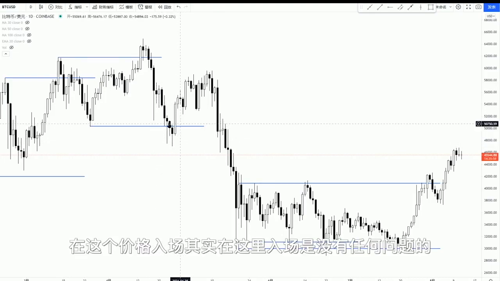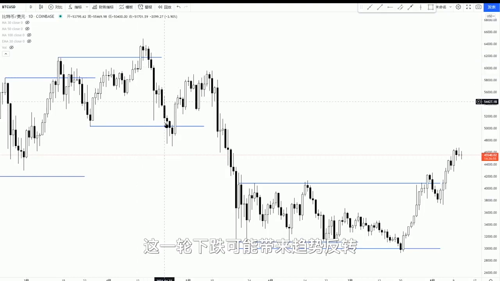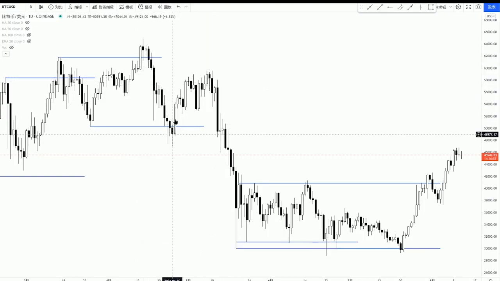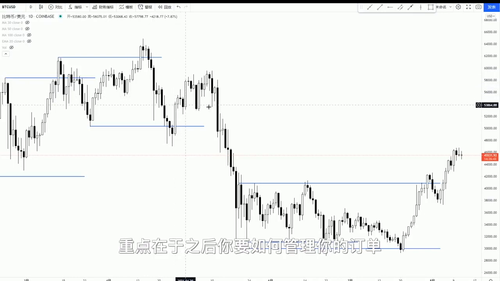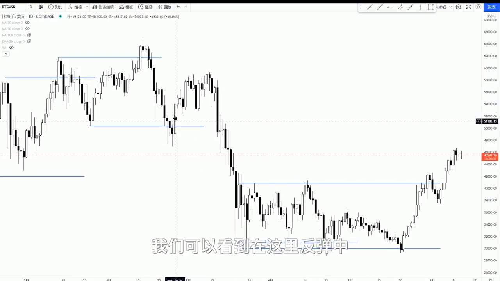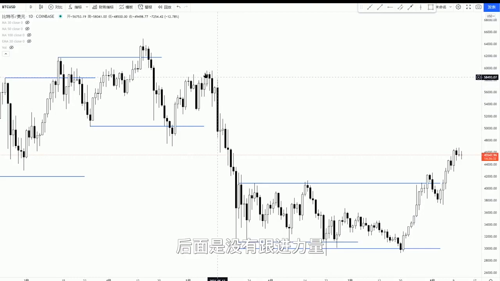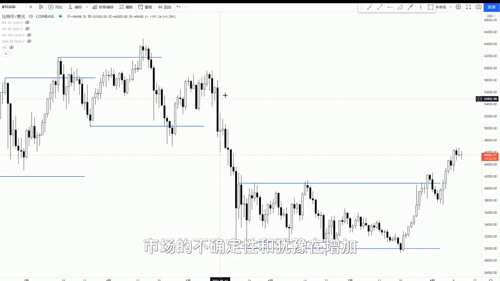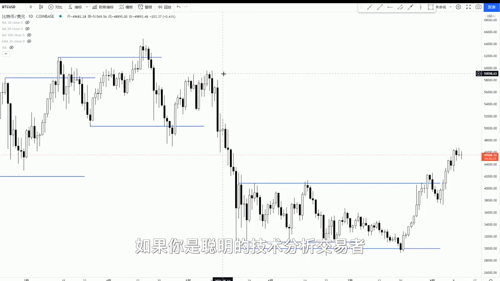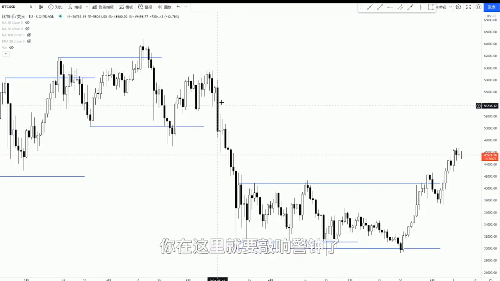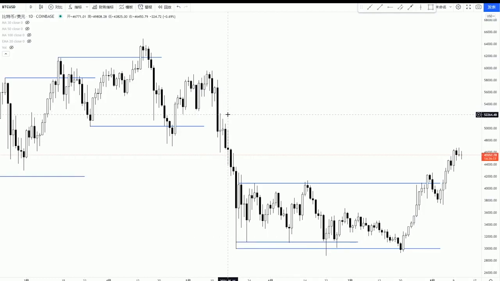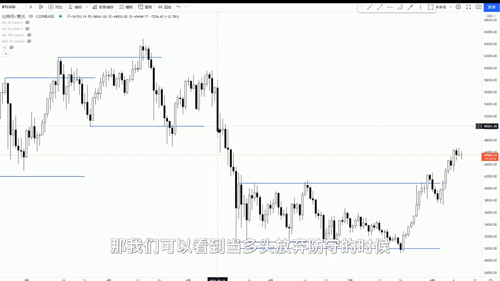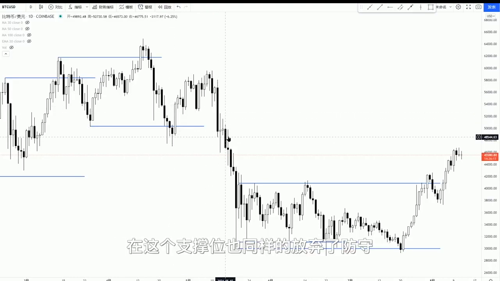It's all about how you manage your orders afterwards, and we can see that in the rally here, there's no follow-through. It creates a trading range, uncertainty in the market is increasing, and if you're a smart technical analyst, you're going to be sounding the alarm here, and if there's any movement, you're going to run. Then we can see that when the bulls give up defense at this support level, the price is tumbling down, and I think a lot of the retail traders involved in the long here did not stop the position, did not recognize the support level invalid signal.